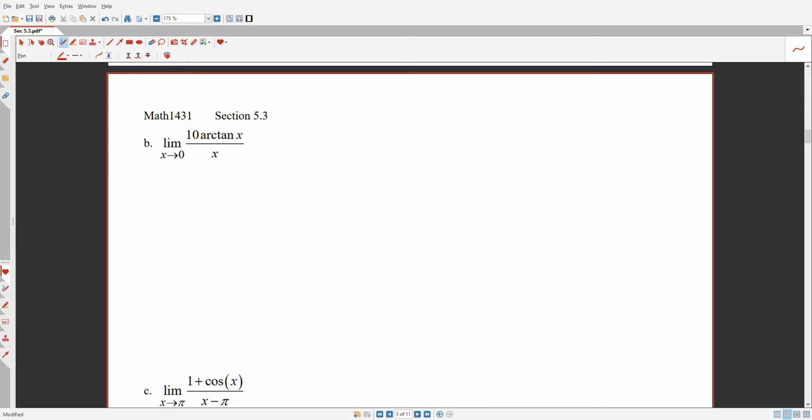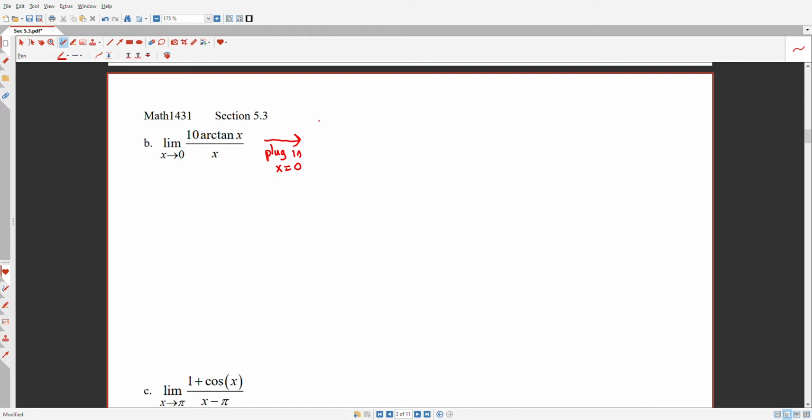But first, this looks like a limit question. There's no derivatives involved right away, right? Maybe this is a question that popped up from way back in chapter 1 or 2. Okay, but let's just try to plug in. So we're going to plug in x equals 0.